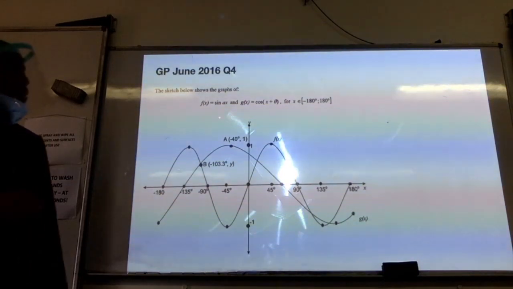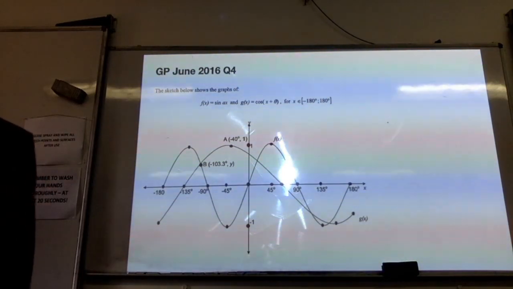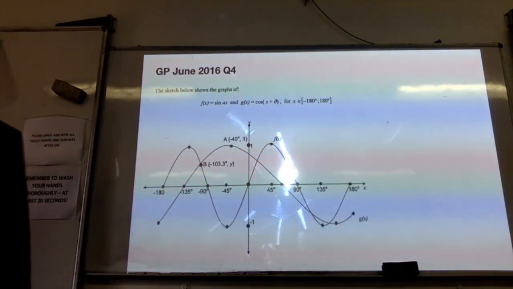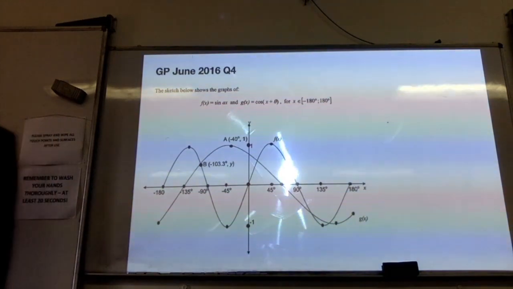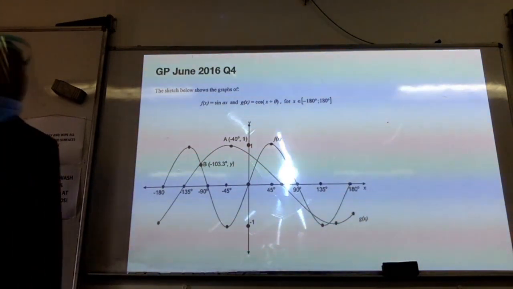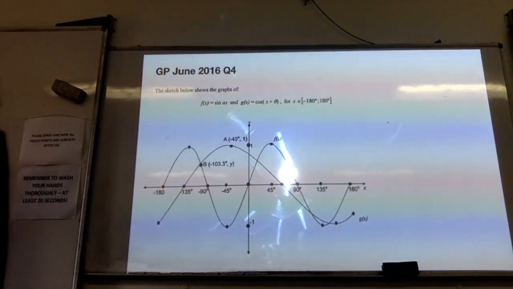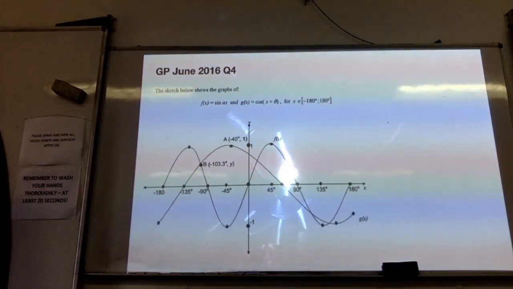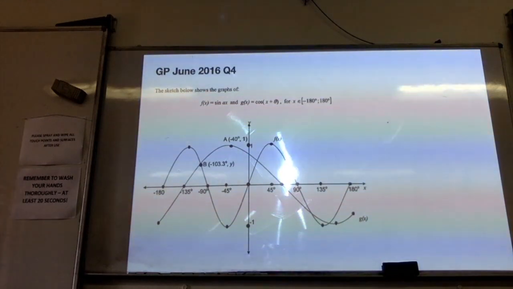And so you'll notice that the equation of f of x is not given in full. We do not know the value of a. And the equation of g of x is also not given in full, because we don't know the value of theta. But we are given the diagram there, and so we need to interpret that diagram. So this is called graph interpretation.